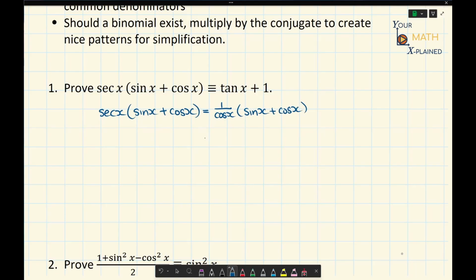And this is equal to, we can distribute it, and we get sine x over cosine x plus cos x over cos x. And now we know that sine x over cos x is equal to tangent x, and cos x over cos x is just equal to 1. So we end up with tan x plus 1, which is our right-hand side. So thus, we have proven this identity.